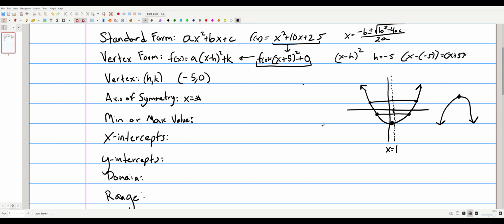So the axis of symmetry would just be x equals -5 for our example. And so we'll sketch this after we come up with all of these values. And so now when we're looking for mins and maxes, right, if we have a regular parabola or a happy face, we have a minimum because the happy face has a lowest point essentially.